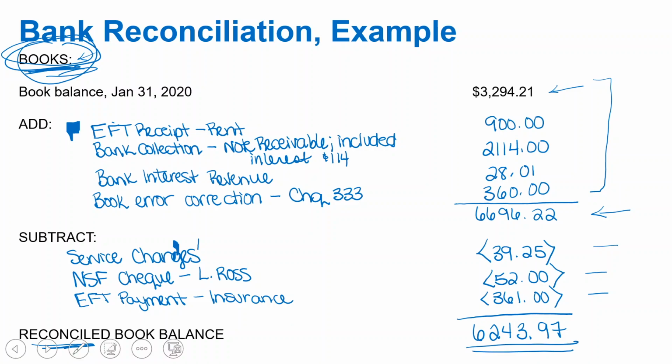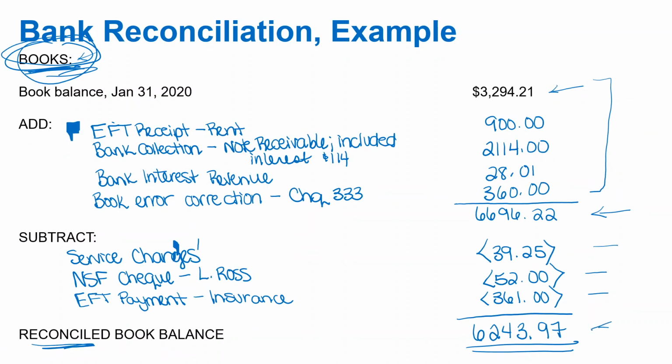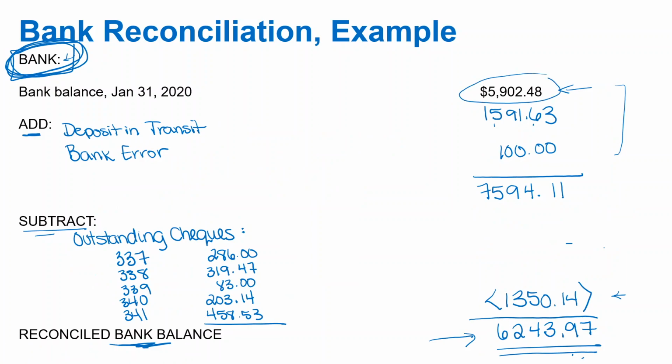So if we take a look, the ending or the reconciled bank balance is equal to our reconciled book balance. That means we haven't missed any reconciling items, and we know all of the reasons why there were these differences in the book balance at the end of the month and the bank balance at the end of the month. So we've reconciled these differences.